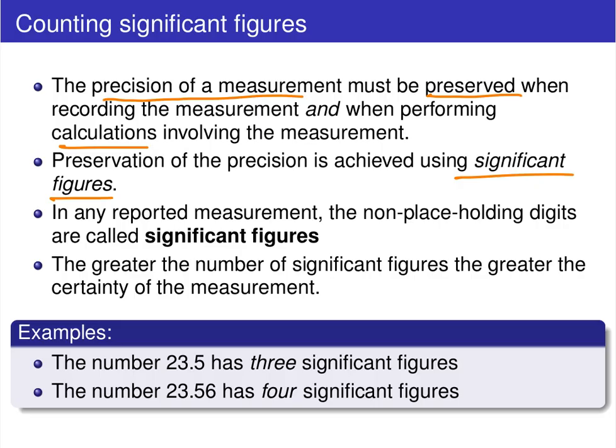So the idea behind a significant figure, and it's going to sound a little abstract here, is that basically non-placeholding digits are significant figures. Once we start looking at some examples on the next slide, that'll make a little more sense. Any digit that's not serving as a placeholder is significant. And the greater the number of significant figures you have, the greater certainty you have in the measurement. For example, if we have the measurement 23.5, that has 3 significant digits. There are 3 numerical values there. And if we add another decimal place, 23.56, we of course have 4 significant figures.